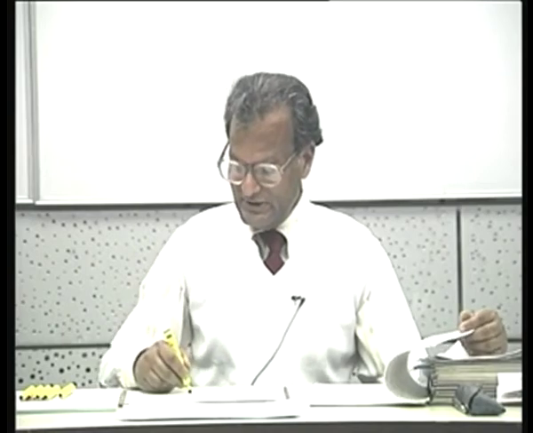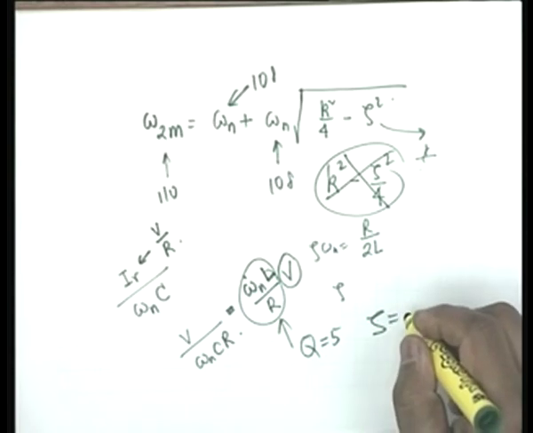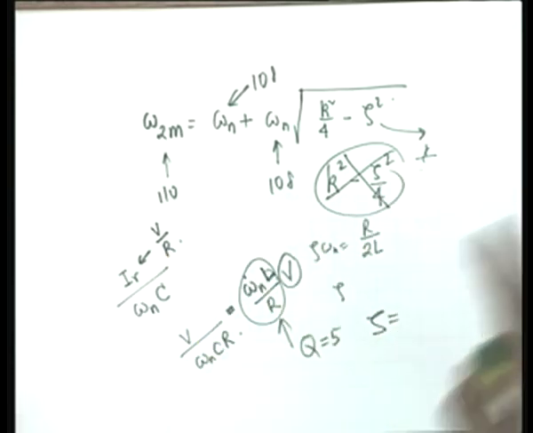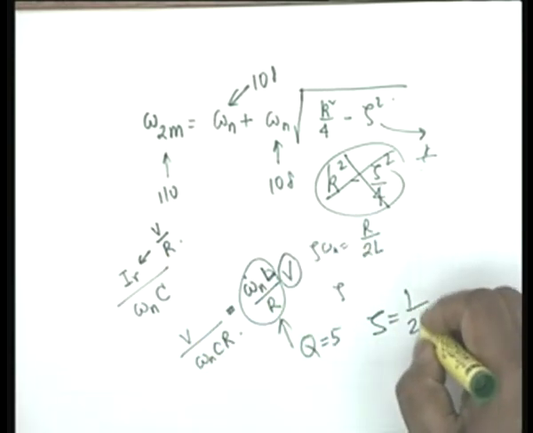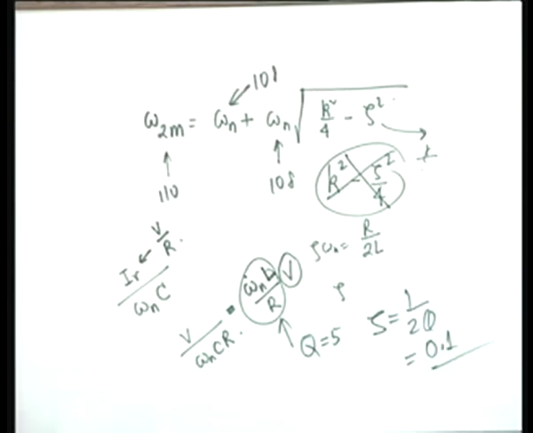So Q here is 5, and zeta, as you know, the definition of Q is equal to 1 by 2 zeta. So zeta is 1 by 2 Q. This is simply 0.1 because Q is given as 5. This was another alternative to finding the answer to the question.